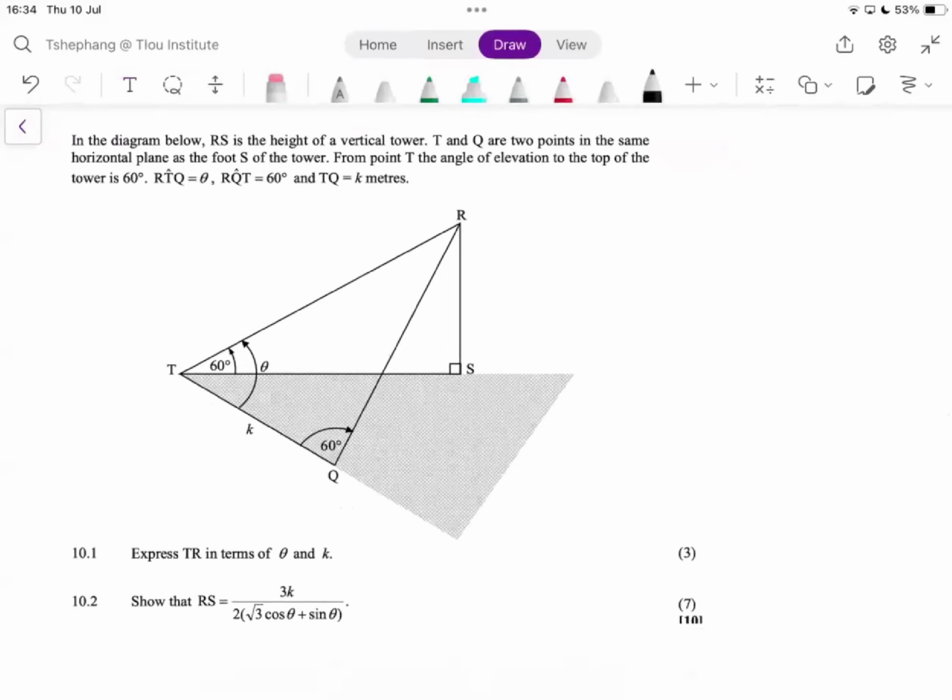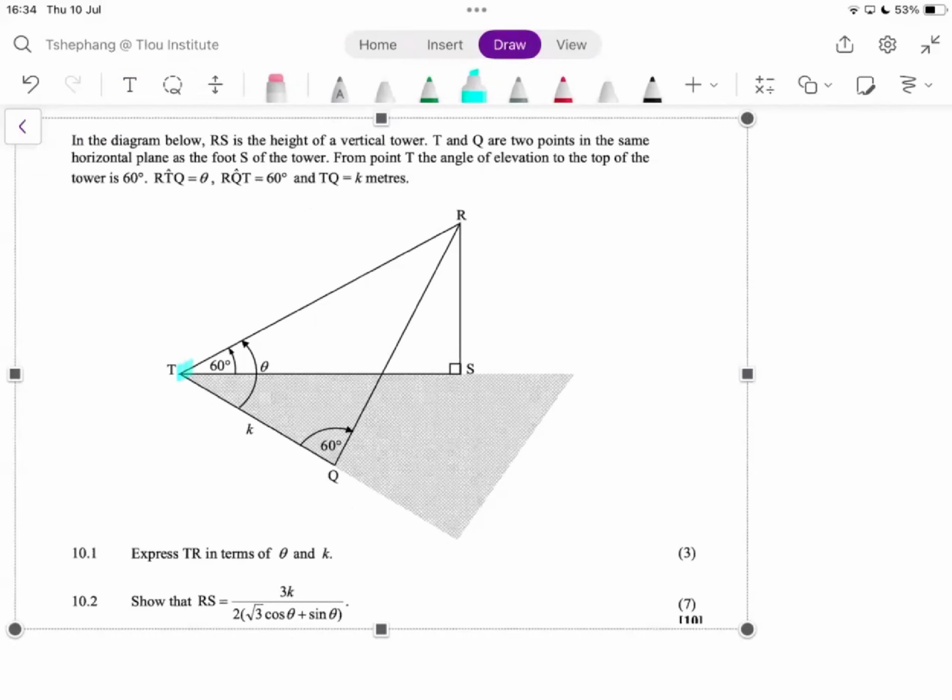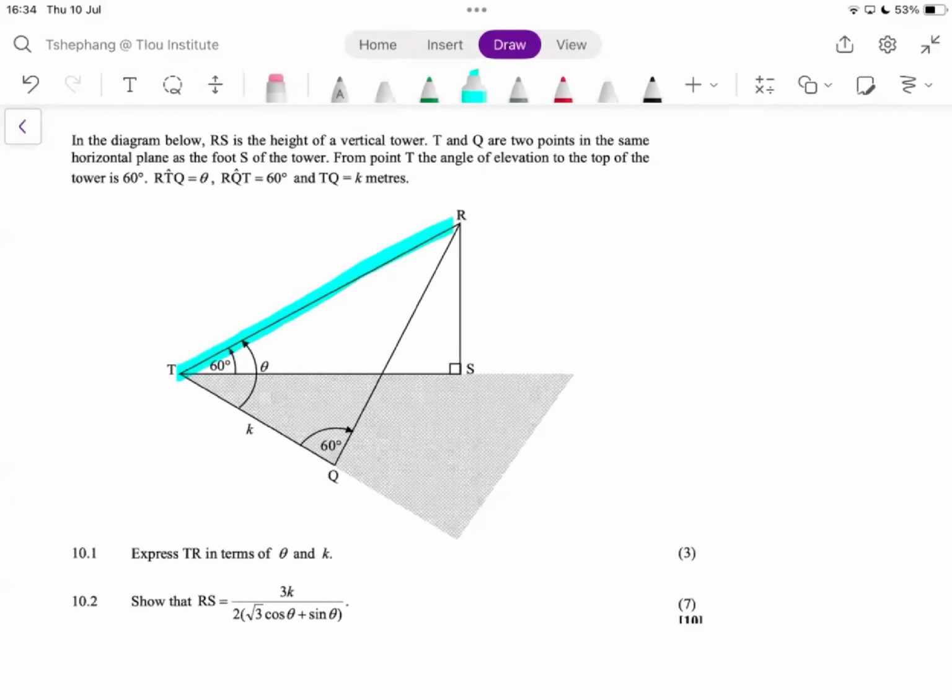Express TR in terms of theta and K. TR. Where is TR? This is the TR that they're talking about. Now, immediately I wanted to use triangle TRS, but I do not have enough information. The reason I was inclined to use that one is because I saw the 90-degree angle there, and that's why I wanted to use it. But I cannot use it. I have to rely on something else.